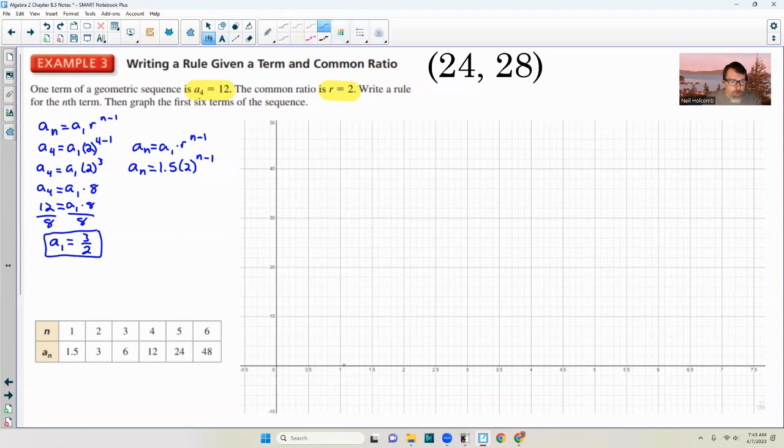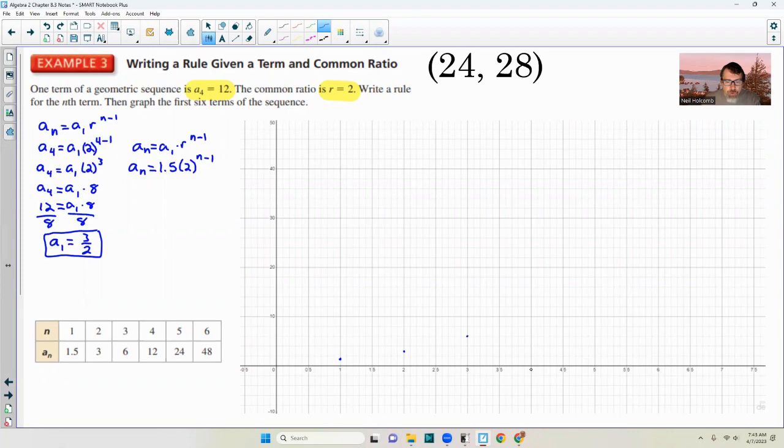So go over 1, go up 1.5. Here's 2, so 1.5 would be about here. Go over 2, up 3. 3 would be here, roughly. Go over to 3 and go up to 6. 6 would be about here. This is in 2s: 2, 4, 6, 8, 10. Here's 6.